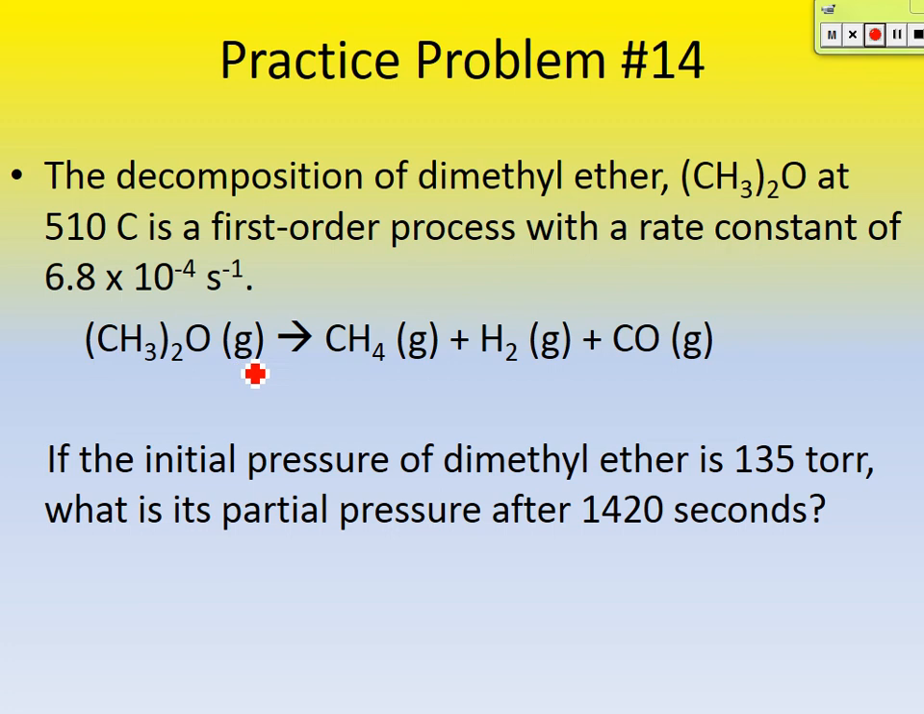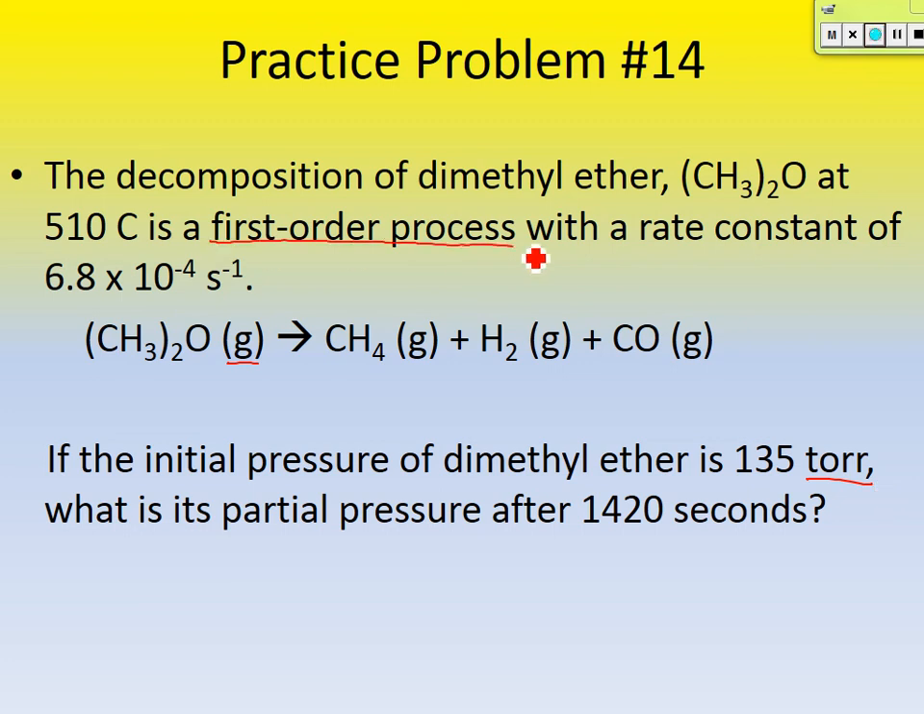Now this brings up an important point. For gases, we can measure the concentration of the gas in terms of the pressure. And so torr is a unit of pressure, but we can substitute that into the equations just like if it was its concentration in terms of molarity. All right, so what should we underline in this equation?